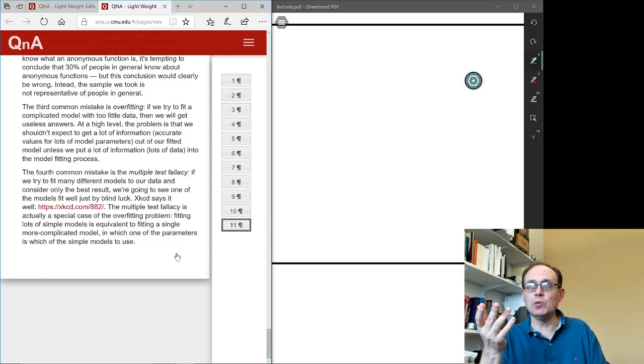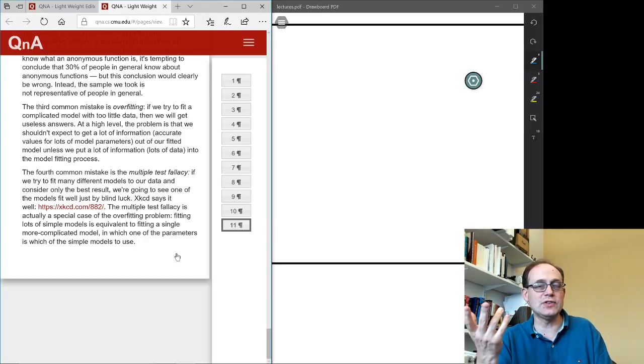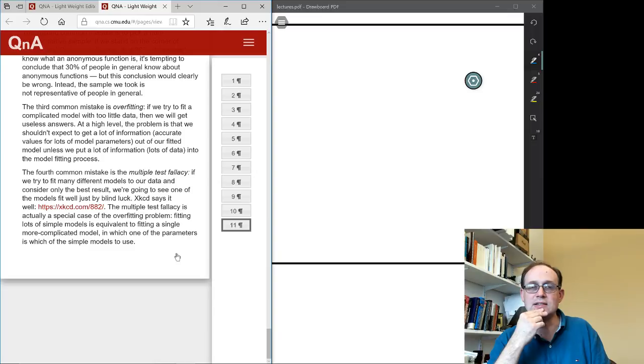The last one, which is actually a special case of overfitting, but it's one that people don't often realize, is what's called the multiple test fallacy. And that is if we try and fit a lot of different models to our data and pick the best one, just by chance one of the models might turn out to work well. And if we fit enough models, it's highly likely that just by chance one of them will turn out to work well. If you haven't seen the XKCD that's linked from the lecture notes, I encourage you to click over.